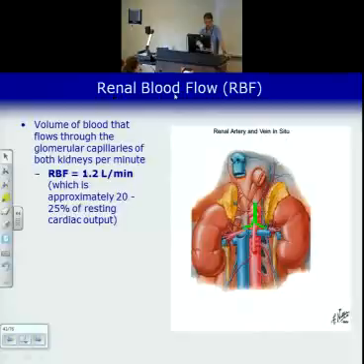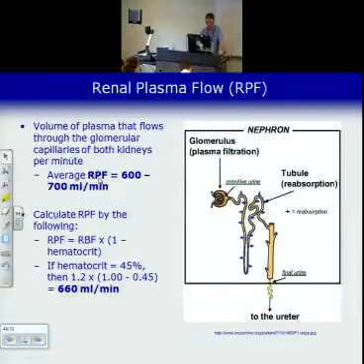So the first thing is terminology. Renal blood flow, and that's just referring to blood as a whole, not plasma, about 1.2 liters per minute. So there's the first number to hang on to.